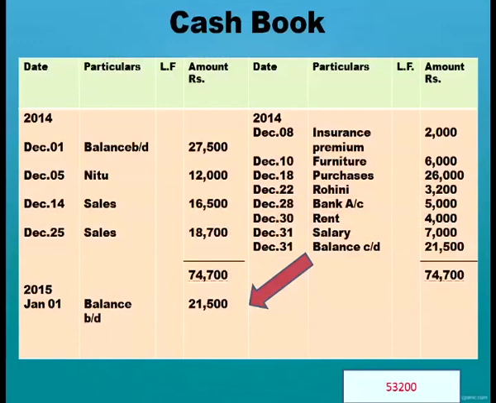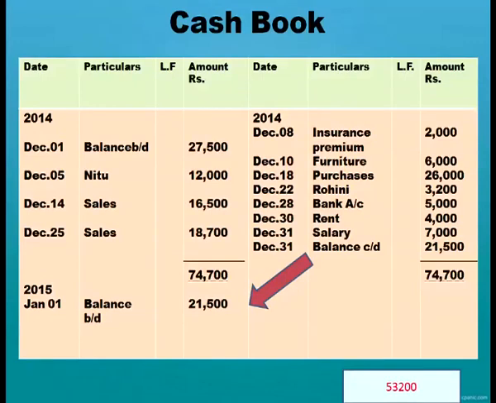So, when you are preparing this whole cash book, it will come in this way. You have written the opening balance, all receipts on the debit side, all payments on the credit side. Then you have to total or balance this cash book. How will you balance it? You have to total both sides, debit side and credit side. Debit side total came to 74,700. Credit side total came to 53,200. So, there is a shortage on the credit side, amounting to rupees 21,500.